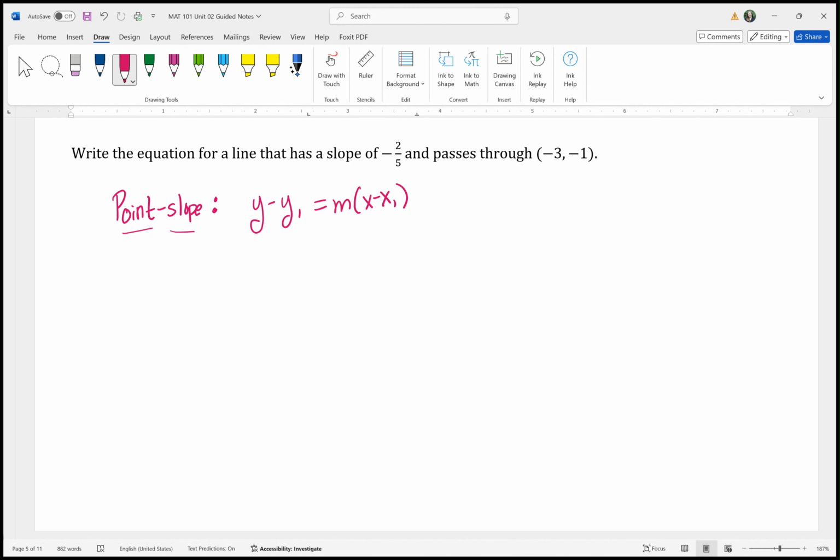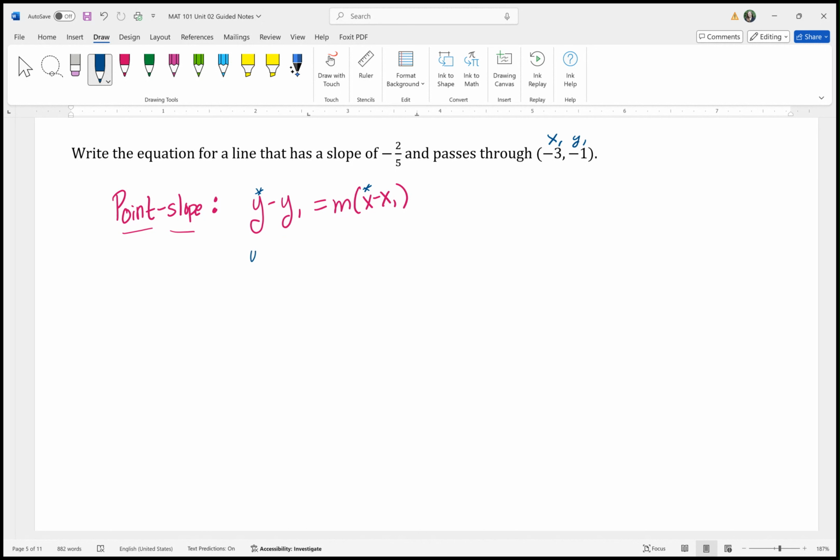We're given the slope, but the point that we're given, we need to label. So this point, (-3, -1): the x value, the x1 in this case, will be -3, and the y1 is going to be -1. Okay, so when we are plugging in here, this y and this x stay as y and x. That's going to create our equation. But your other things, your y1, the m, and the x1, are all being plugged in. So let's go ahead and do that.